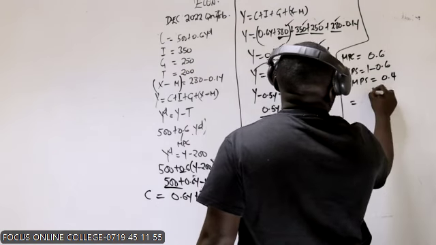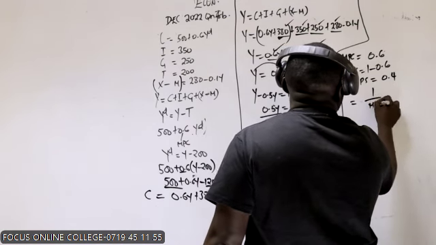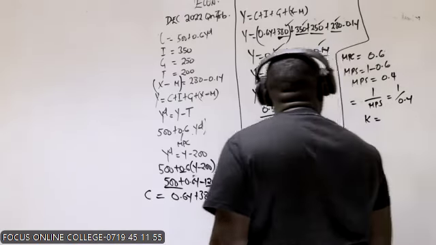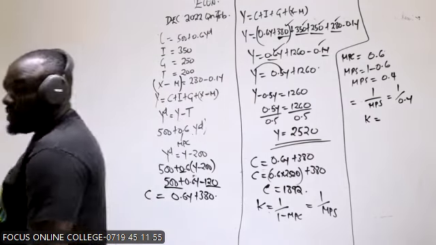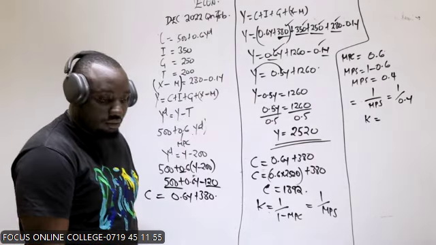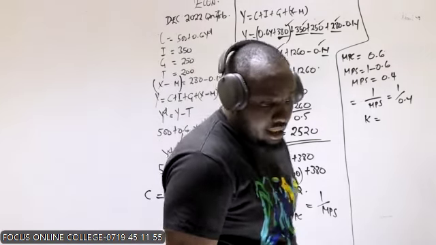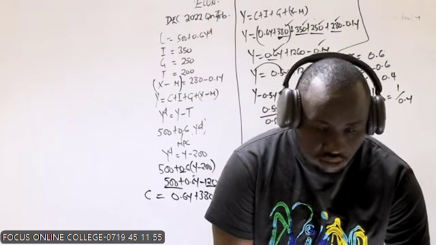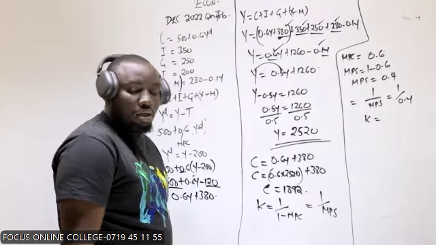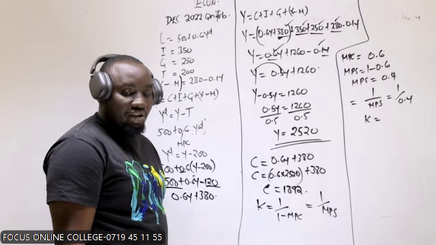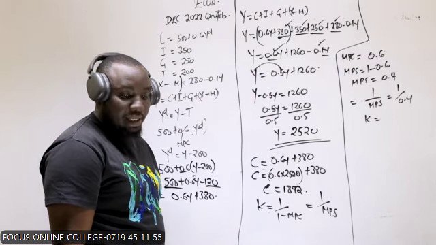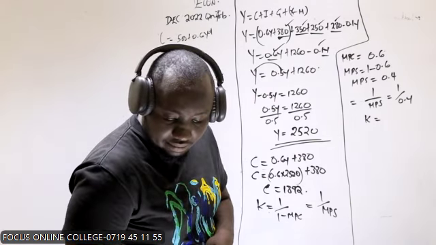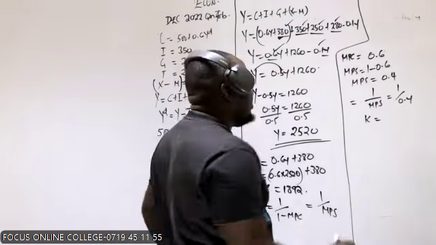So I come here and say 1 over MPS. That should be 1 over 0.4. So what is K, which is the multiplier? Give me the figure for K, which is the multiplier. 2.5.